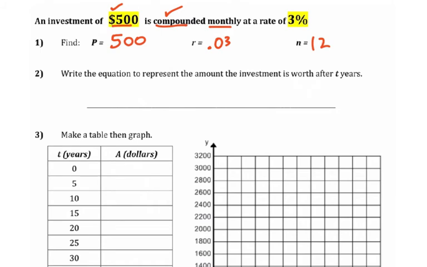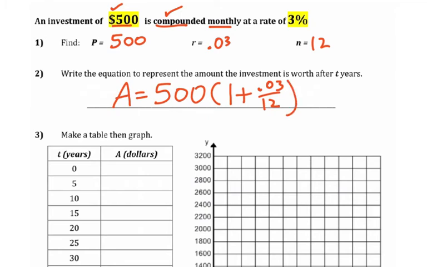So if I know those three numbers, I'm able to write an equation. So my equation is going to be A is equal to P times 1 plus 0.03 divided by 12, to the power of 12 times T. So my input is going to be how many years this is happening, and I'm going to get 12 payments per year. When you put something like this in your calculator, by the way, this is an important thing.